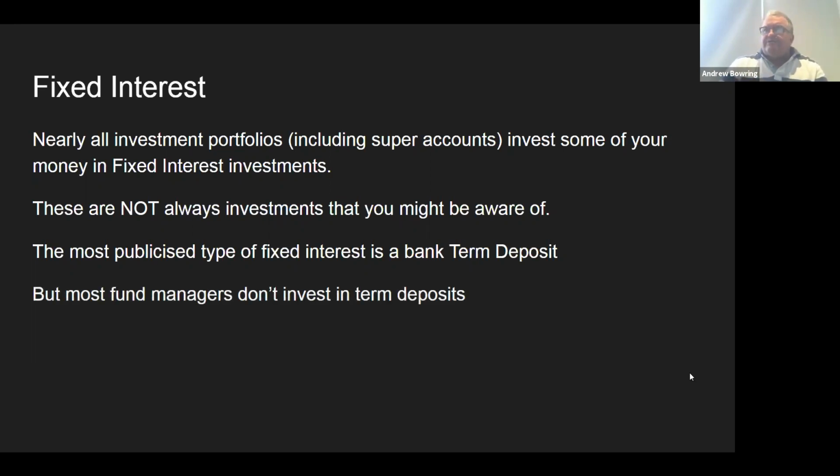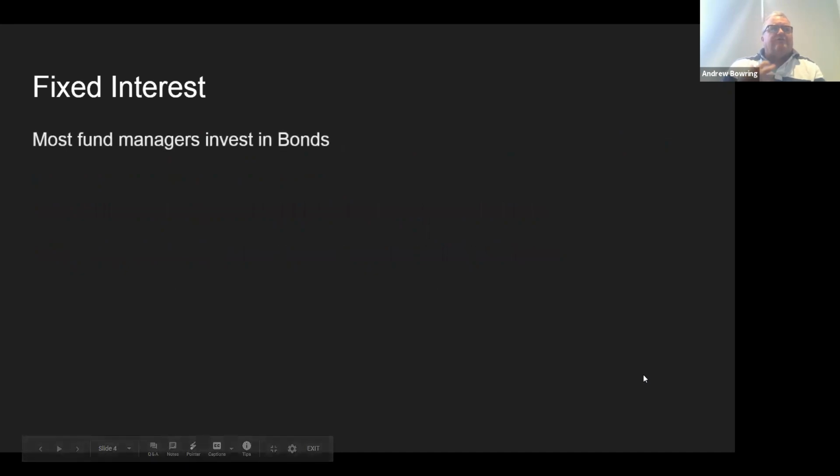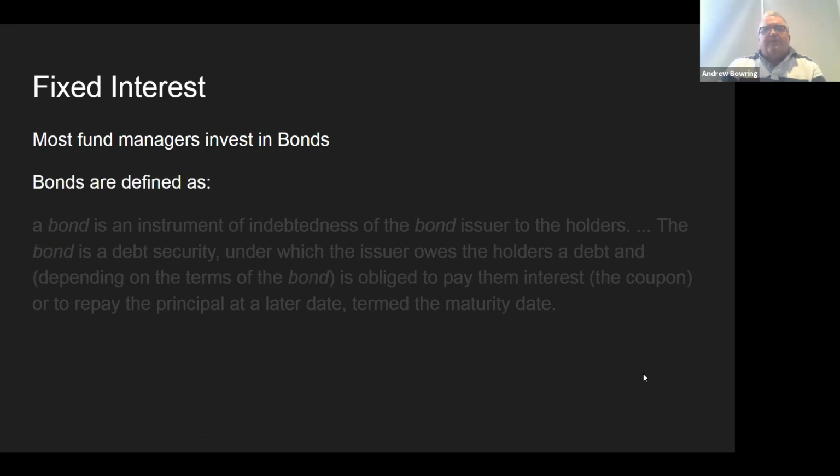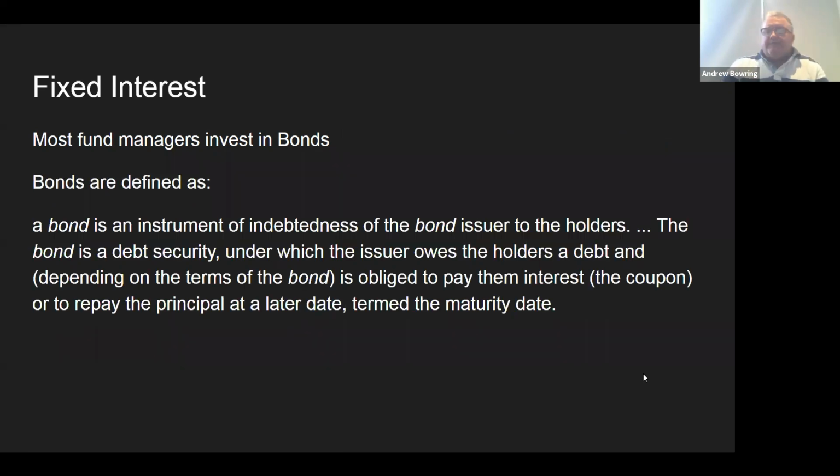But most of our managers that manage money in super funds and in portfolios don't actually invest in term deposits. They may, but the predominance of their investments in the fixed interest area will be into bonds. Now, a bond is an instrument of debt, and it gets issued to a person who becomes called the bond holder. The bond is actually a debt security under which the issuer owes the holder some money, and depending on the terms of the bond, is obliged to pay them interest, which is called the coupon, from the date the bond is issued until a later date, which is called the maturity date.